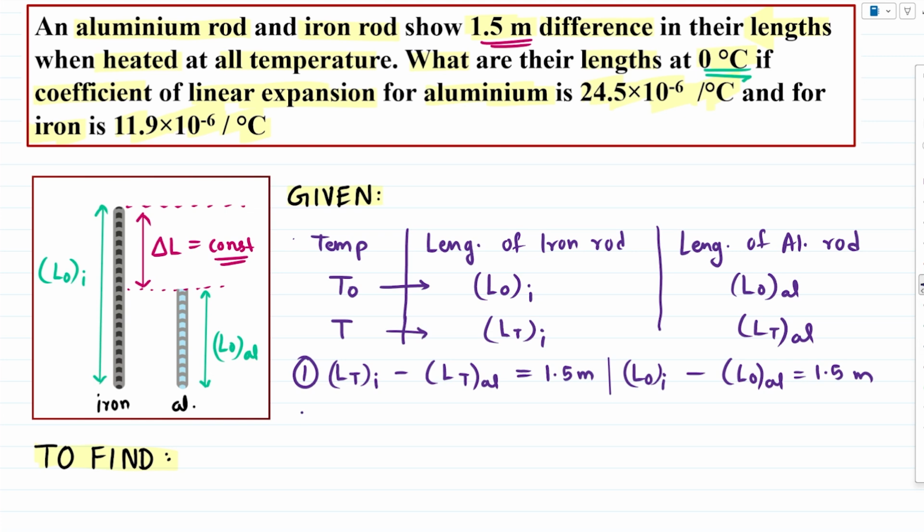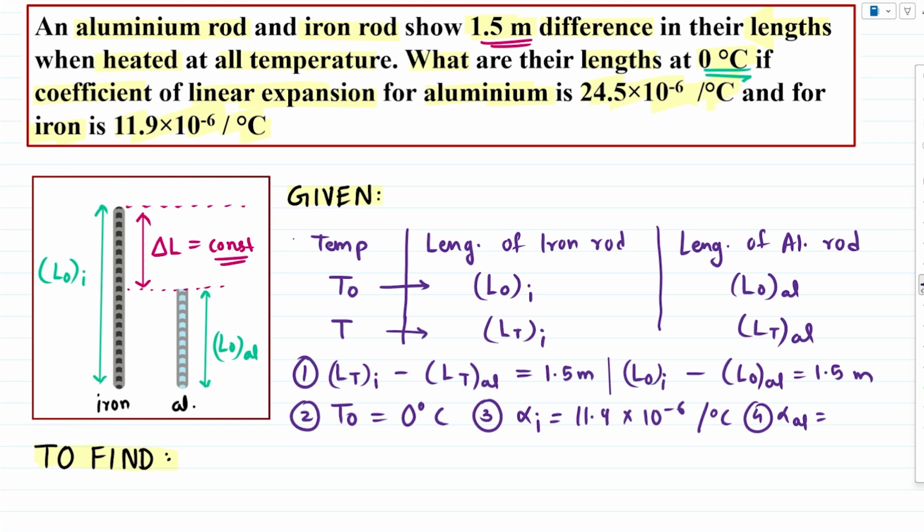What was the second statement? Well, we know that T0, that is our initial temperature, is 0 degree Celsius. Apart from this, we are given alpha of iron, that is the coefficient of linear expansion, which is 11.9 into 10 raised to minus 6 per degree Celsius. And then we are given the value of alpha for aluminium, and the value is 24.5 into 10 raised to minus 6 per degree Celsius as well.